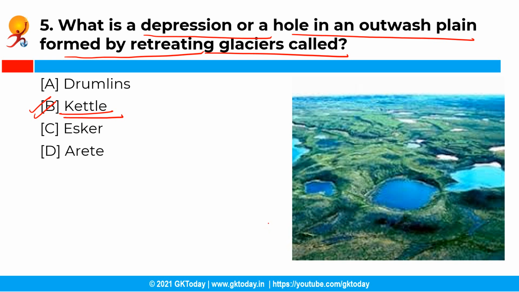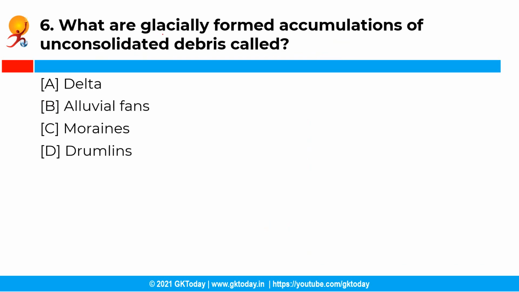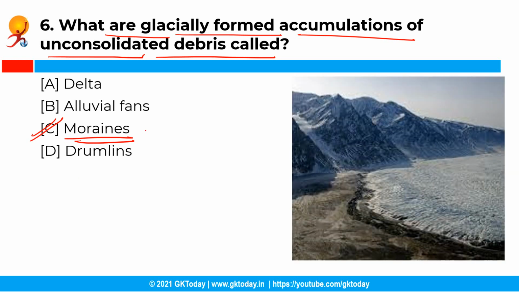Now the next question is, what are glacially formed accumulations of unconsolidated debris called? So you have the following options, and the correct answer is option C, that is moraines. See, moraines are glacially formed accumulations of unconsolidated debris, and they are formed from debris previously carried along by a glacier.